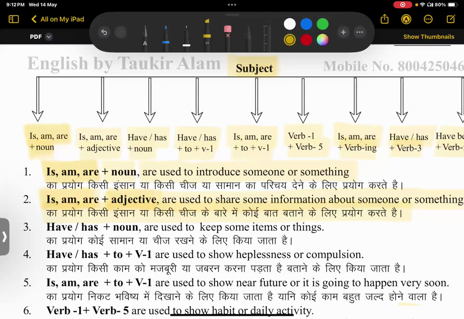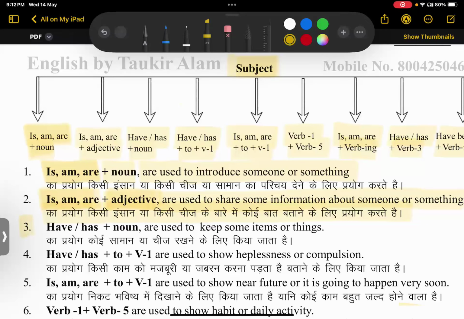I have just spoken the same thing in English: if you want to share some information about someone or something, we use I am plus adjective, you are plus adjective, he is plus adjective, she is plus adjective, they are plus adjective. Okay, well, so let's talk about another structure.